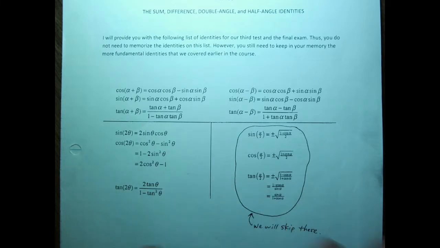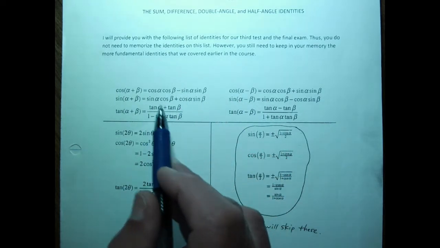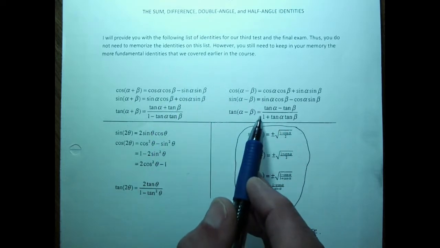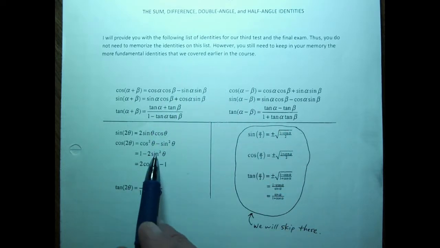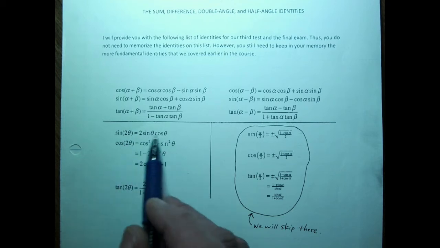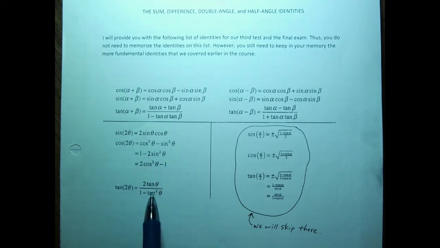And it's not all the identities. There are other things you have to have memorized. These are the ones you don't have to have memorized. We've already derived the ones up at the top. Those are all the sum and difference identities. We're now going to talk about this lower left corner. These are called the double angle identities.